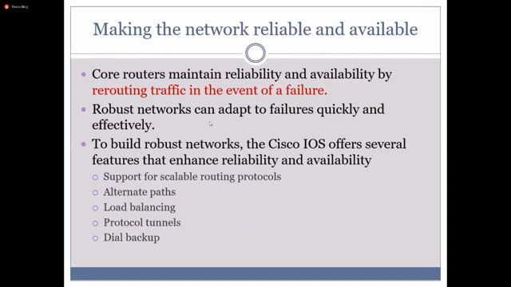To build robust networks, Cisco IOS offers several features that enhance reliability and availability. Building robust networks means performance does not degrade. These networks have several features to enhance reliability and availability. It supports scalable routing protocols, alternative paths, load balancing, protocol tunnels and dial backup.